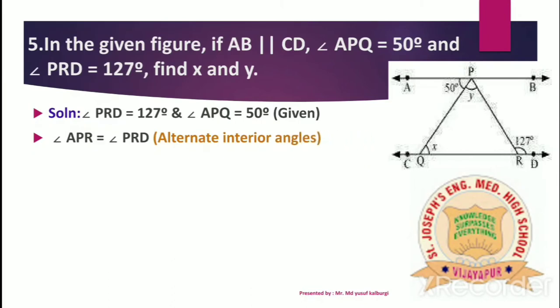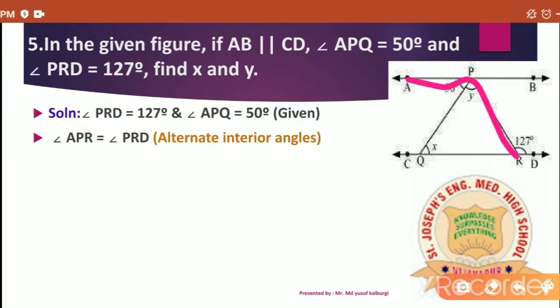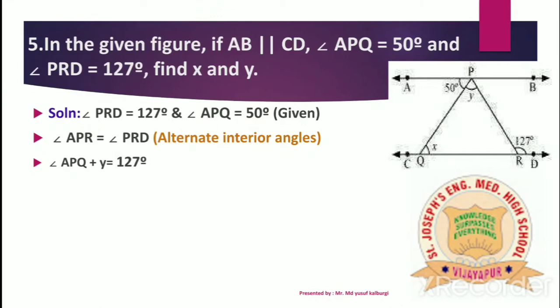So just observe angle APR. Just observe this angle. What's happening there? This angle plus this angle is equal to APR. So can I write that one? Angle APQ plus Y is equal to angle APR. Can I write APR equal to 127 degrees? Because it is equal to PRD. Now APR is equal to 127 degrees because it is equal to PRD. So that's what we are going to write: angle APQ plus Y is equal to 127 degrees. YPR is equal to 127.